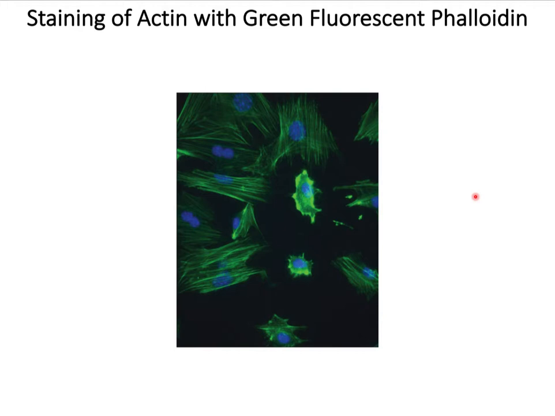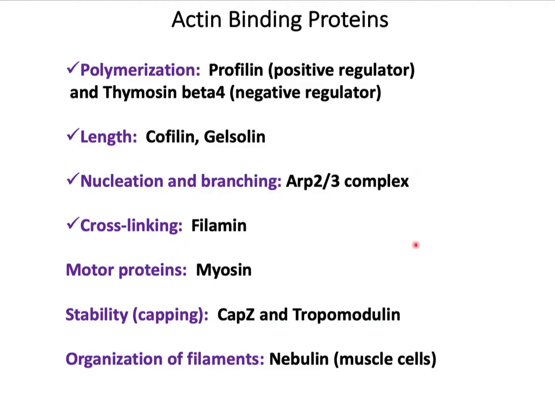And right here is an image of cells that is stained with a green fluorescent phalloidin, and these large blue circles are the nuclei that have been stained with some kind of nuclear stain like DAPI or Hoechst. So now we are going to talk about the proteins within the cell that interact with the microfilaments.